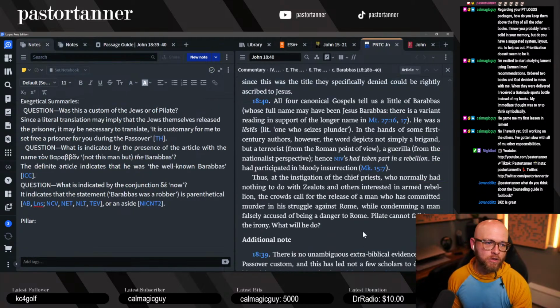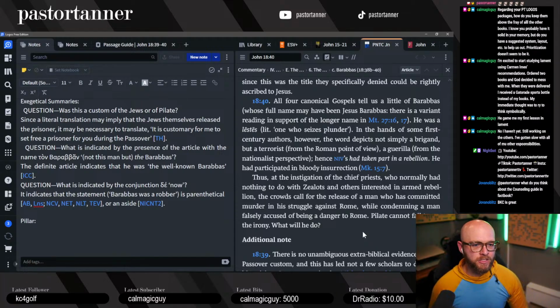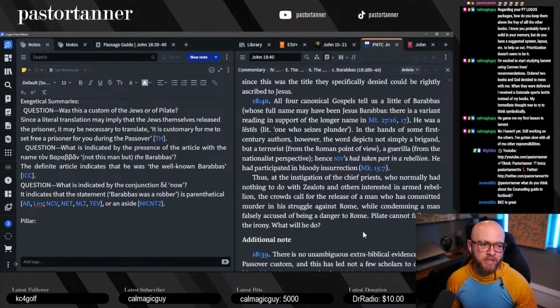All four canonical Gospels tell us a little of Barabbas, whose full name may have been Jesus Barabbas. There's a variant reading in support of the longer name in Matthew 27:16 and 17. He was a lestes, one who seizes and plunders. In the hands of some of the first century authors, however, the word depicts not simply a brigand, but a terrorist from the Roman point of view. He means Josephus, a guerrilla from the nationalist perspective, hence NIV's "taken part in a rebellion."